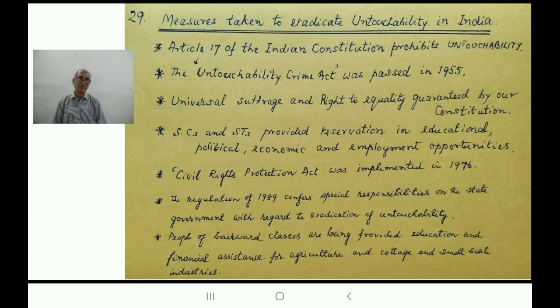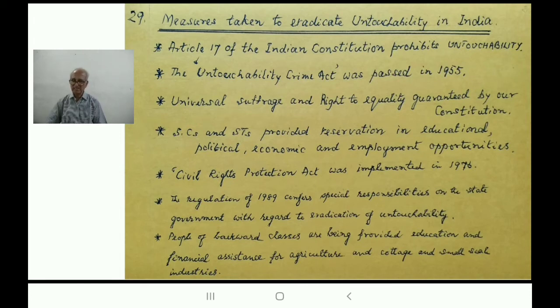Financial assistance for agriculture, where people of the backward classes do not have enough money to grow food in their farmlands. The banks come to their help, the government comes to their help. And cottage and small scale industries, if they are run by backward classes, the banks come to their help, the government comes to their help, and we want them to come up as such and enjoy life at par with people of the upper caste. See, here a number of measures are given. You should be able to write at least 5 or 6 to get full points.